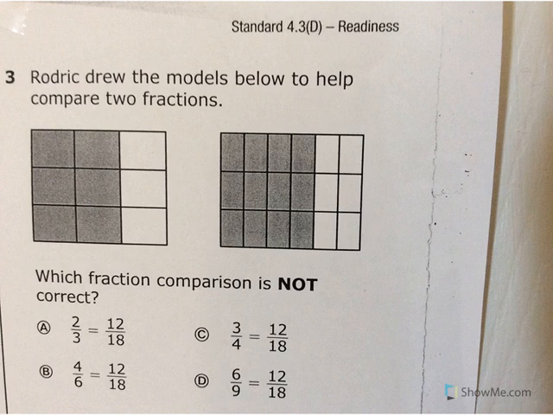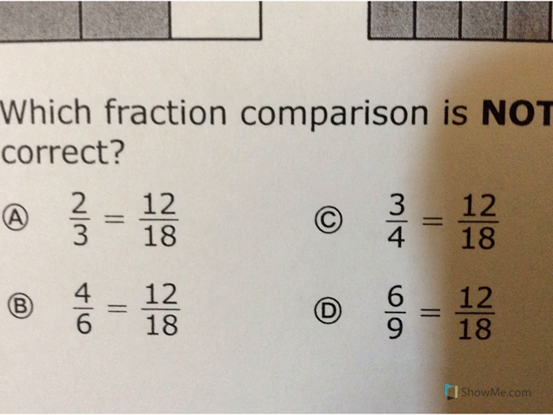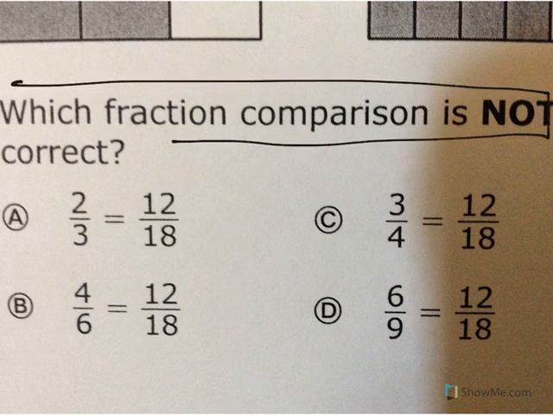We really don't need the models. I can find the model that represents the same thing as that, but really all it's asking us is to figure out which fraction comparison is not a correct comparison. Okay, so we're going to box in our question right there. And we're looking for the one that is not a correct comparison. So we'll go ahead and try to figure out what they're doing on each one of these.